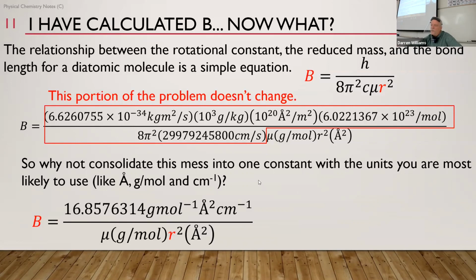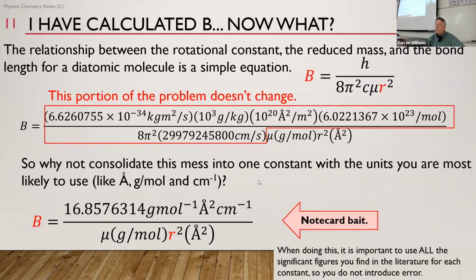Notice whenever you're doing something with all these constants, you want to use all the significant figures that you can find in the literature so that you don't introduce rounding errors. So use Planck's constant out to 7 decimal places. Use Avogadro's constant out to 7 decimal places. The speed of light has 8 significant figures. I mean, it's a defined constant, so it has infinite significant figures.